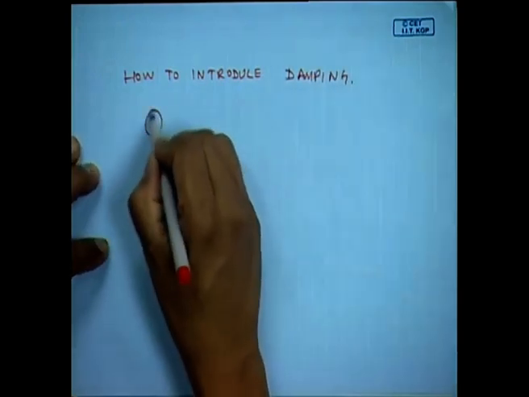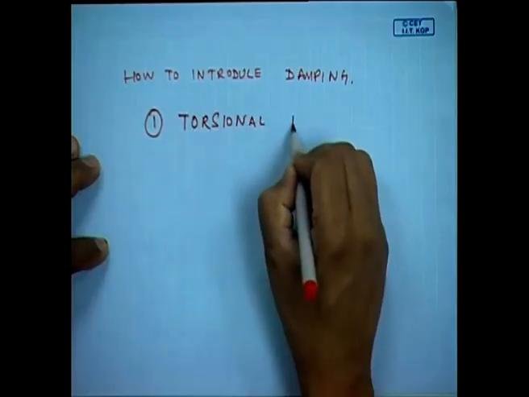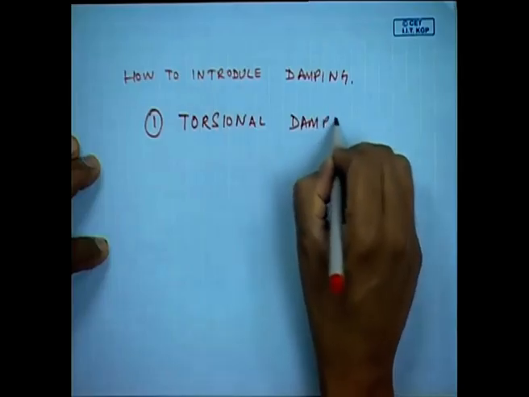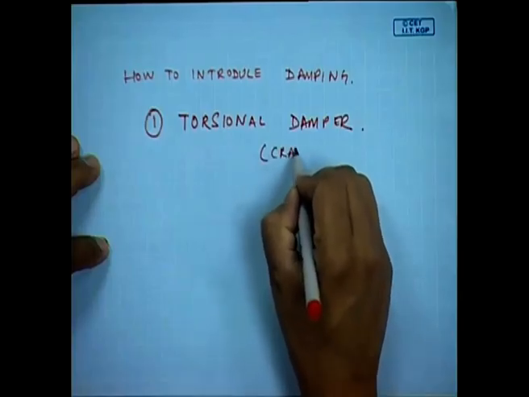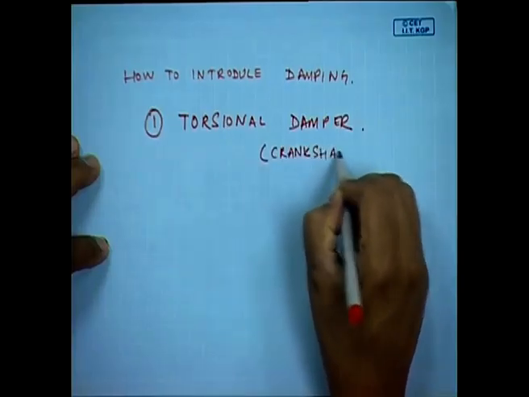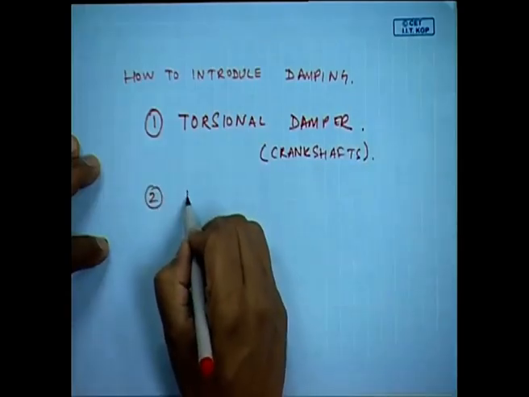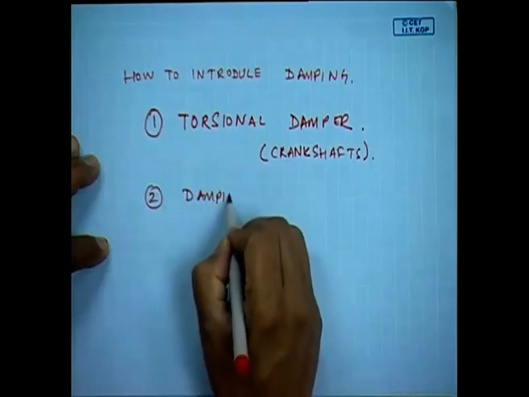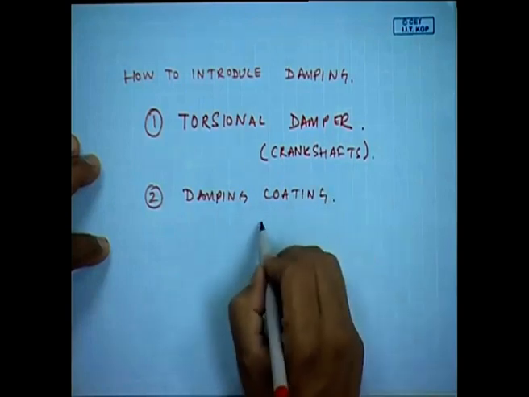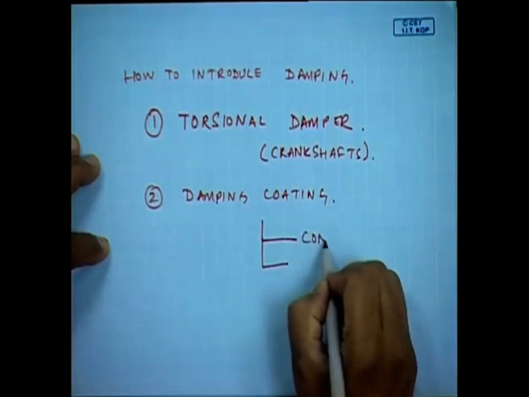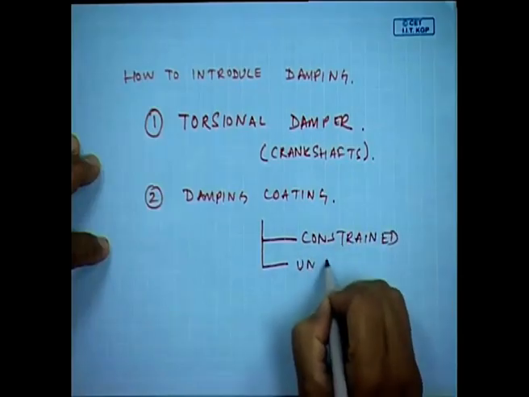In rotational systems, they use what is known as a torsional damper, particularly in crankshafts of engines. Another is by damping coating or sandwiched beams, and they are both constrained and unconstrained.